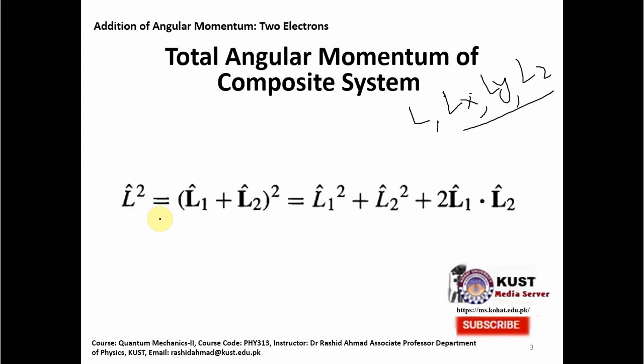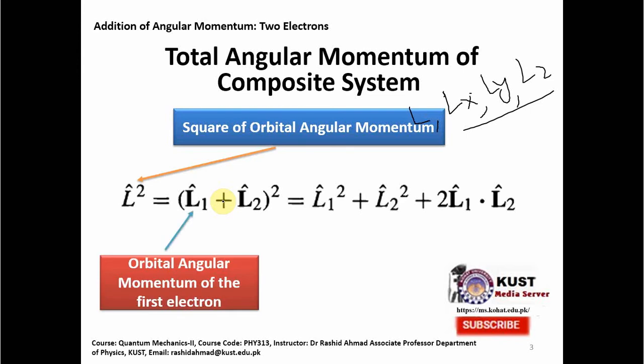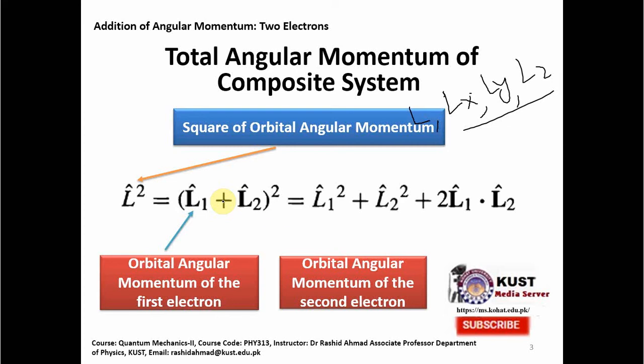So here in this case, since we have a composite system made of 2 electrons, here is the square of the angular momentum which we want to calculate for this composite system. L1 is the orbital angular momentum of the first electron, and L2 is the orbital angular momentum of the second electron. But now the question is how we can calculate the square of the total angular momentum.